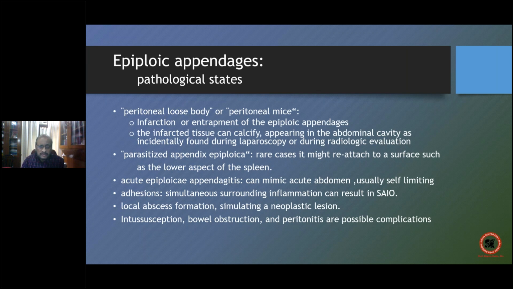Now, one reason could be an infarction or entrapment of the epiploic appendages, which is then calcified, appearing in the abdominal cavity as an incidentally found item, I would like to call it, during the laparoscopy, laparotomy, or during radiological evaluation, because calcified, it can be seen on a radiological scan. It could be a parasitized appendix epiploica, which basically means in rare cases shedding off from the colon and reattaching itself to a surface such as the lower aspect of the spleen.